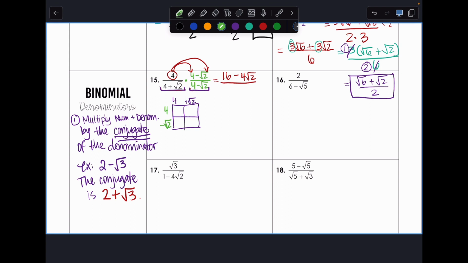So 4 times 4 is 16. I'll do blue. 16. Then I have 4 times rad 2 is 4 rad 2. And then negative rad 2 times 4 is negative 4 rad 2. And the last one's going to be negative 2. Why is that? Because rad 2 times rad 2 is square root of 4, right? What's square root of 4? 2. Positive times negative is negative.